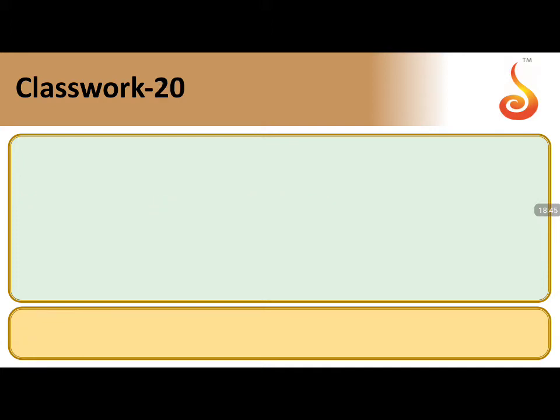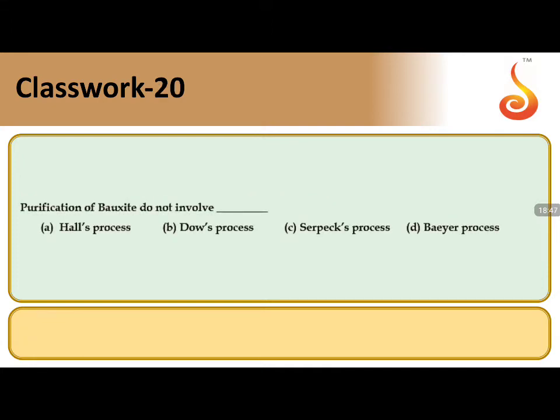Okay. Next, purification of bauxite does not involve. Yes, Hall's process is involved. Serpeck's process is involved. Bayer's process is involved. Serpeck's is for the white bauxite. Hall's and Bayer's process is for red bauxite. But Dow's process is for extraction of magnesium. This is used for extraction of magnesium, not aluminium. So the answer for this is very clear. Answer is B.